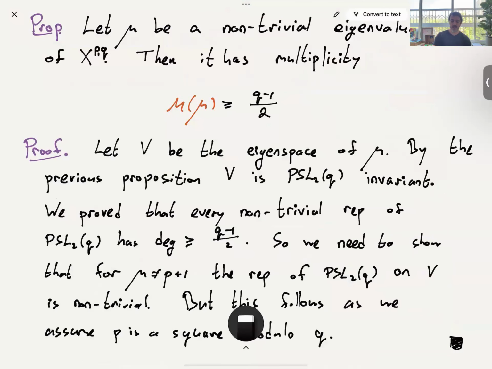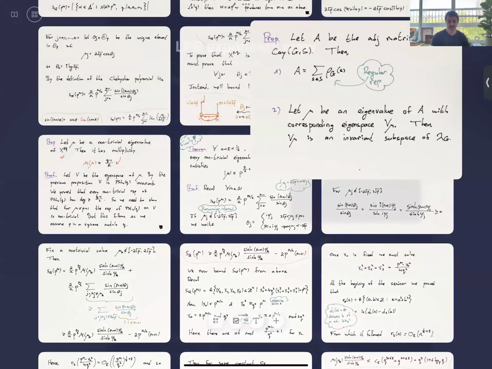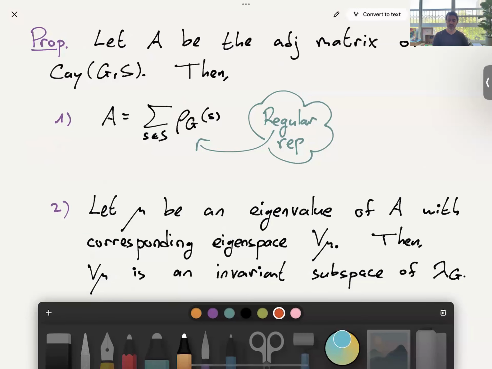From that, you can immediately get the following corollary, proposition, that tells you that if mu is a non-trivial eigenvalue of our particular LPS graph, then it has multiplicity which is at least (q minus 1) over 2. So it has a very high multiplicity. Every non-trivial eigenvalue, because of the symmetries, appears with high multiplicity. And this is immediate. I wrote the proof here, but it is immediate because there is this correspondence between the eigenspaces of the adjacency matrix and the invariant subspaces of the regular representations.